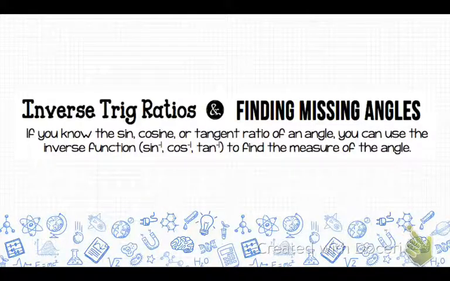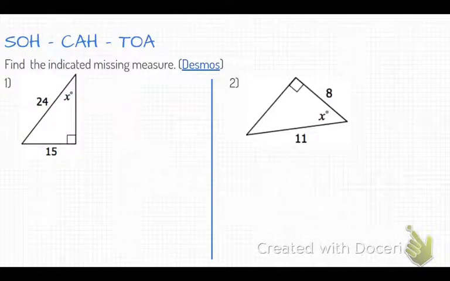Okay, so today we're going to be talking about our inverse trig ratio. Yesterday we had sine, cosine, tangent with a missing side. Our inverse comes with a missing angle. So our first example, you should see this on your Desmos. I think it's the second slide or something.